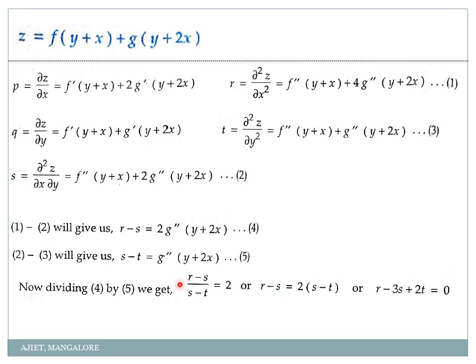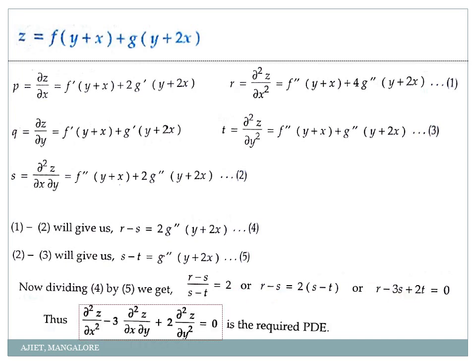So just check here. Okay, I have directly divided. So divide equation 4 by 5. So (r minus s) divided by (s minus t) is equal to, when I divide this, g'' will get cancelled, 2 will remain, or r minus s is equal to 2 times (s minus t), or r minus 3s plus 2t is equal to 0. Then replace back what are r, s and t, that is the required PDE.